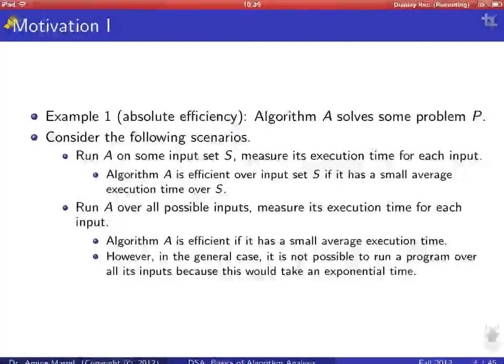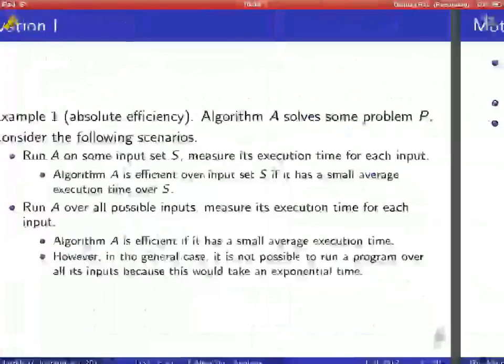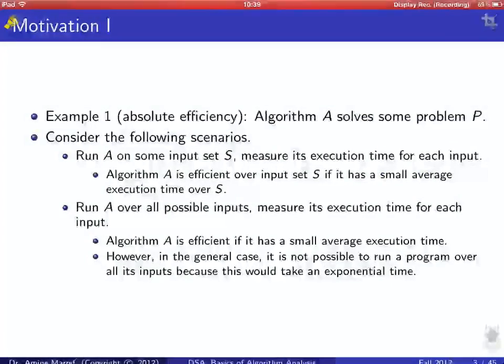Okay, so that's motivation 1. Now motivation 2. The first one we talked about was how do we know that A is efficient, A by its own. We're not comparing A to another algorithm. That's why I called it absolute efficiency. We use the word absolute when we are talking about an entity on its own, but when we talk about two entities together, then we use the word relative.